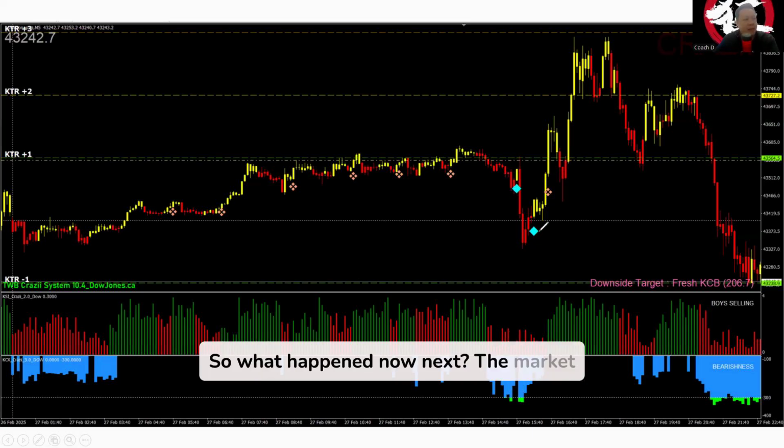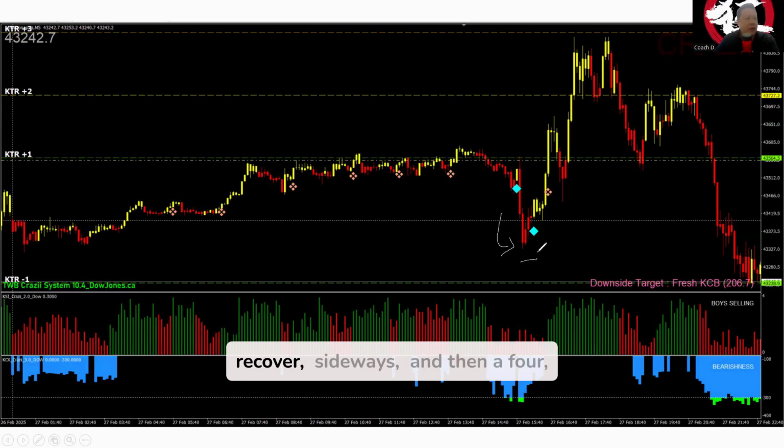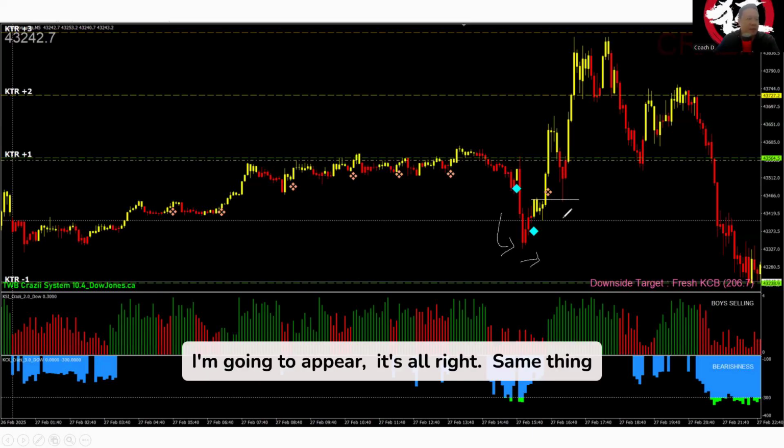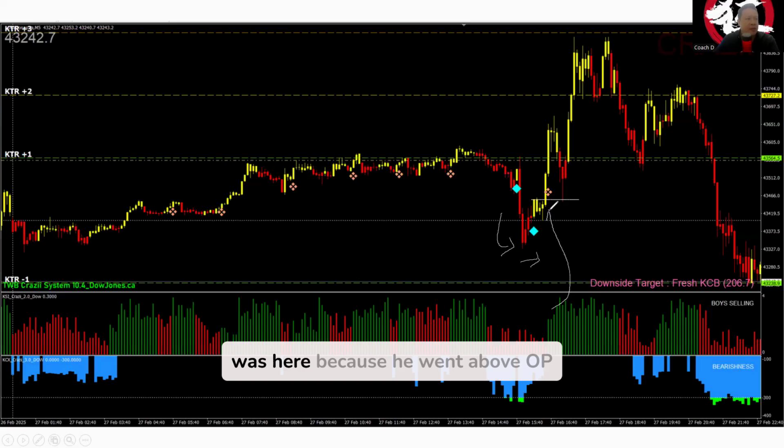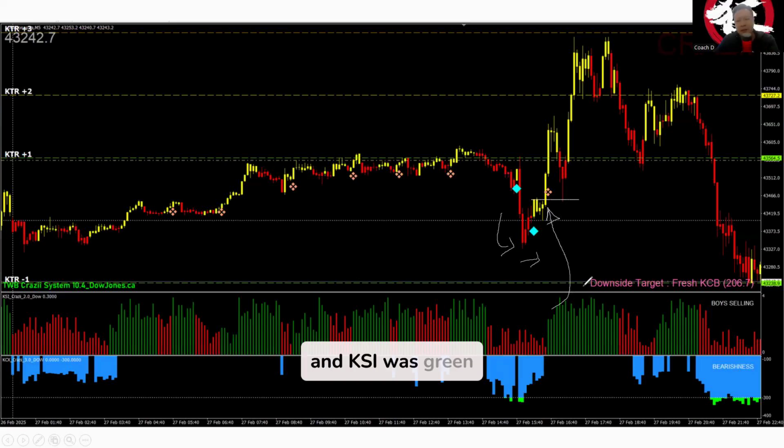Okay, so what happened next? After that the market came back down, OP recovered sideways, and then a diamond appeared. And when the diamond appeared, same thing again. What captured my buy was that it went above OP and the KSI was green in color. The KCX was black in color, all aligned. So the first TP I took was KTR +1. Again, I utilized this as a third TP.